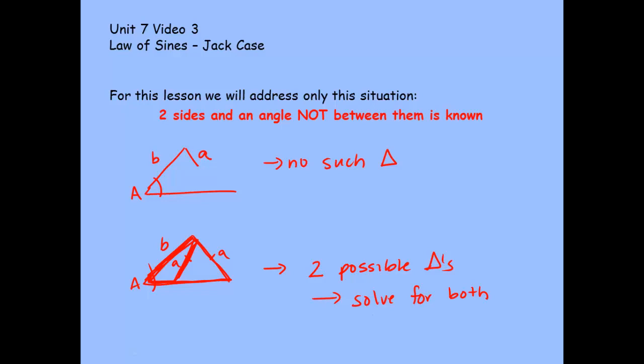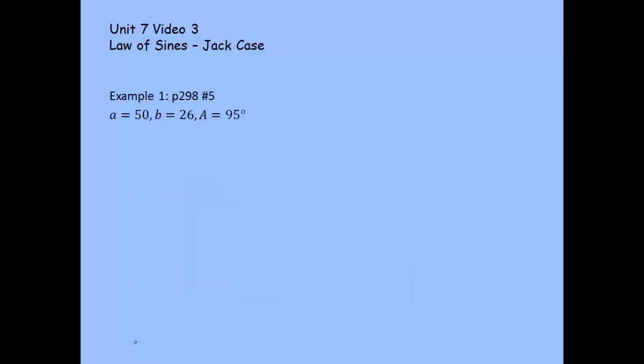So I'm going to talk you through three different possible situations, and I'm going to give you an example of all of them so you can see how these will turn out. Example 1 can also be found on page 298. It is example number 5. I'm going to be drawing the triangle from the beginning with you.